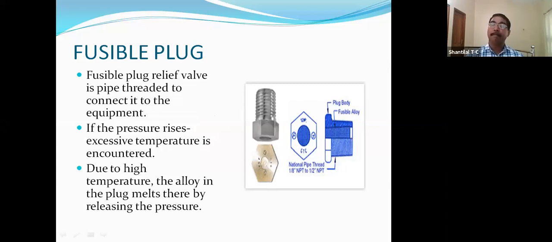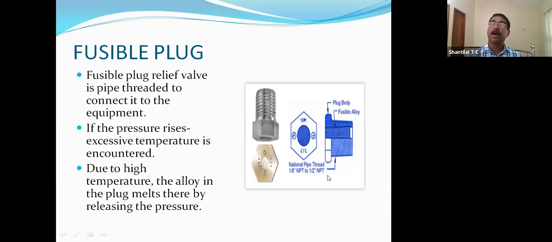When it melts, what happens? The gas will go outside. In this way, it protects the system. So this is a fusible plug. The fusible plug relief valve is pipe threaded to connect it to the equipment. Due to high temperature, the alloy in the plug melts, thereby releasing the pressure. In this way, the pressure is released.